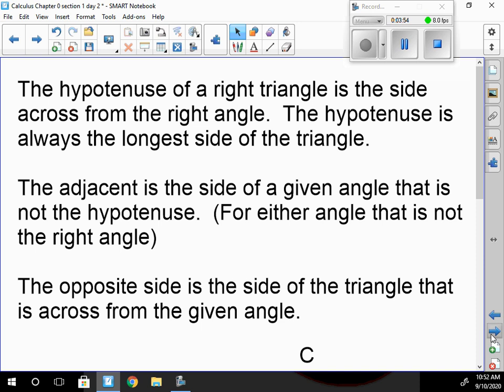The hypotenuse of a right triangle is the side that's across from the right angle. The hypotenuse is always the longest side of the triangle. The adjacent side of a given angle, the one that's not the hypotenuse, this is for either angle that is not the right angle. Then the opposite side is the side of the triangle that is across from the given angle. You're going to see what I mean whenever I scroll down here.